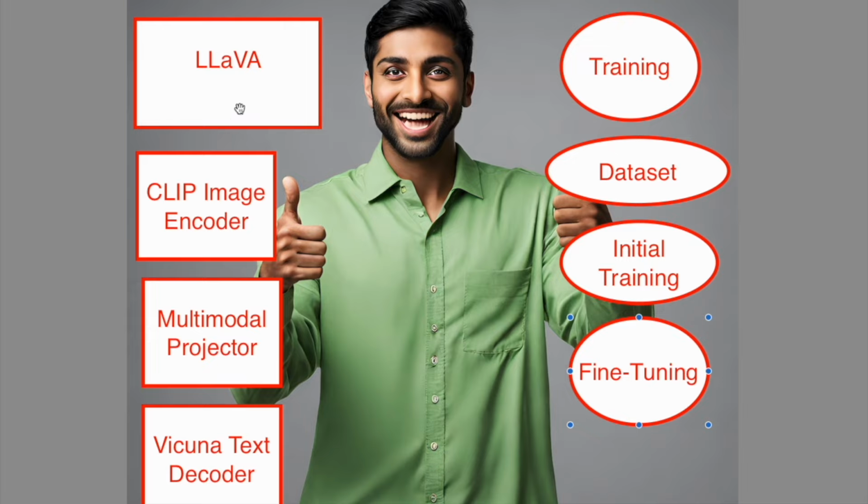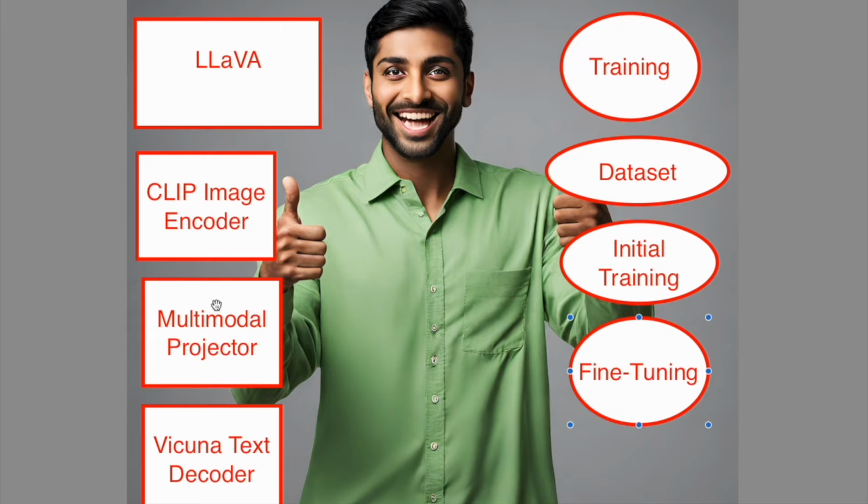Let us look at different components. CLIP image encoder. This part of the model is responsible for analyzing images. CLIP, Contrastive Language Image Pre-training, is a model developed by OpenAI that can understand images and text together. The image encoder processes the image and converts it into a format that the model can understand.